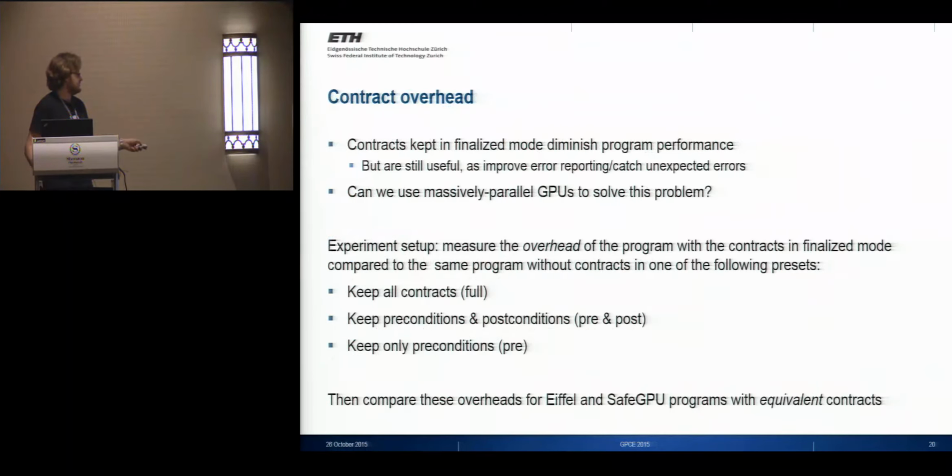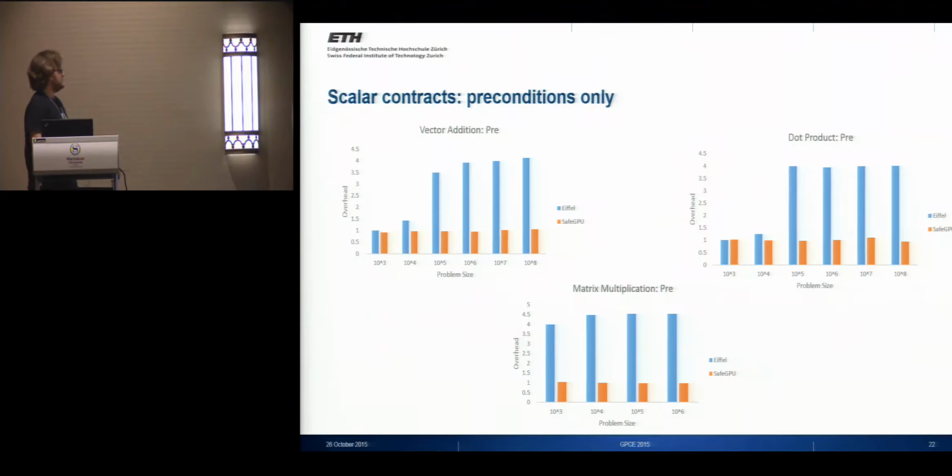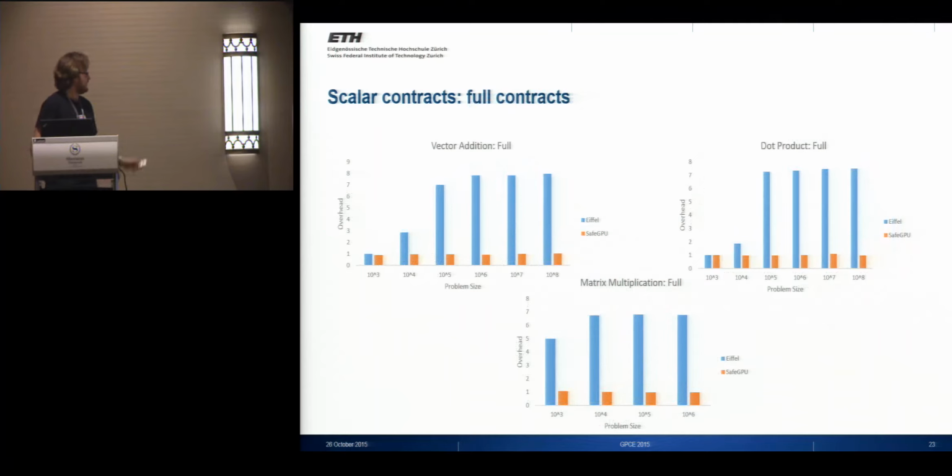And I will not show you the modes with preconditions and postconditions. I will only show you this mode and this mode. So this is preconditions only. Orange bars are SafeGPU overhead, green bars are IFIL. The closer to one, the better. And this is scalar contracts with only preconditions. As you can see, SafeGPU scales pretty well on these problems, and IFIL is performing reasonably well on the first two, on small sizes, and then the overhead is really huge.